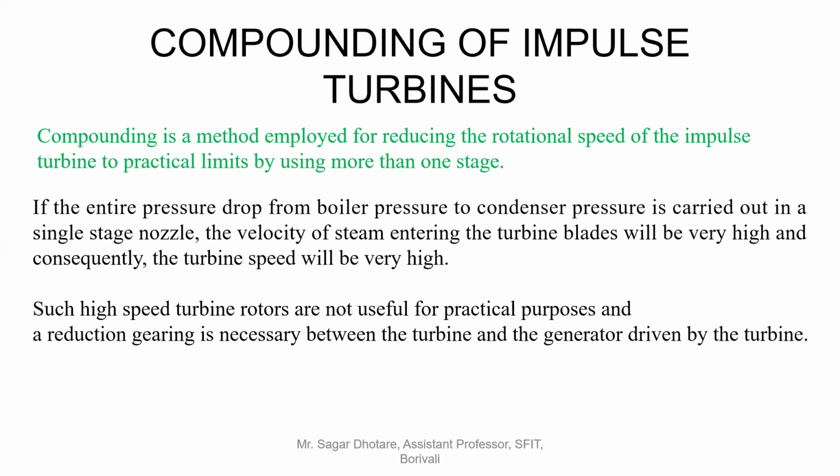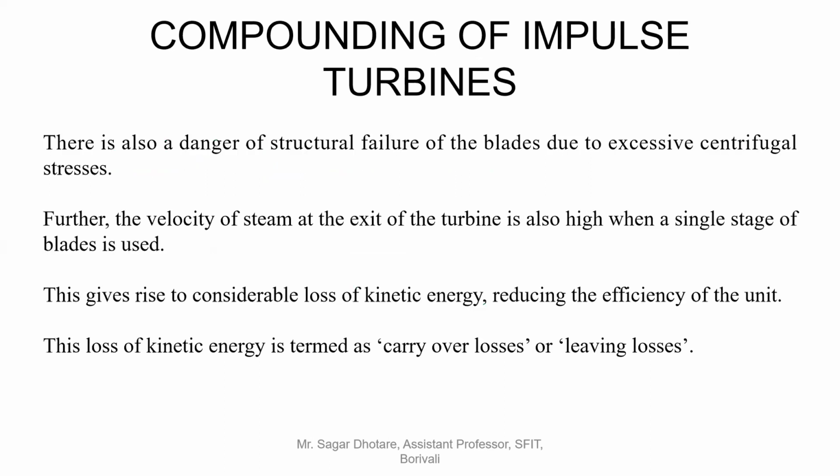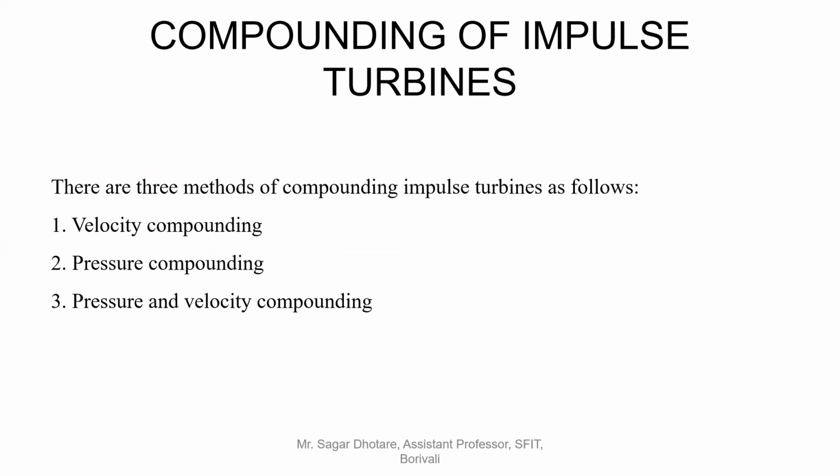The rotor speed can be reduced with the help of three methods. First, velocity compounding. Second, pressure compounding, and third, a combination of velocity and pressure compounding.